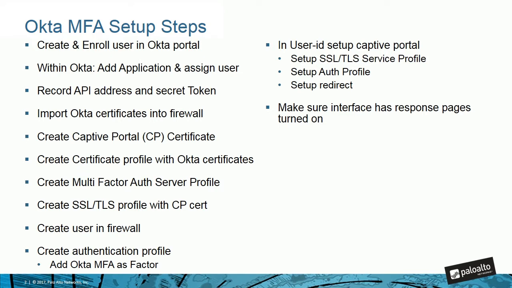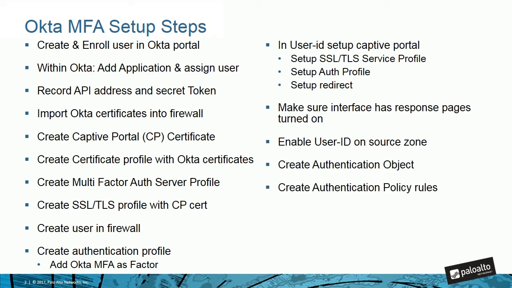Next, we'll make sure the interface that the user traffic is coming in on has response pages turned on in an interface management profile. We'll enable User ID on the zone that has the user's traffic coming into the firewall. We'll create an authentication object. Then we'll create an authentication policy rule referencing that object, and then we'll test it out.